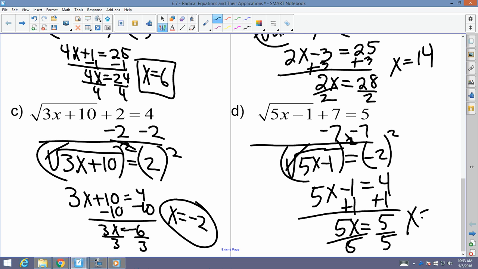And then x equals 1. Fantastic. Does it work? 5 minus 1 is 4. 4 plus 7 is, oh. Wait, no. Square root of 4 is 2. 2 plus 7 is, oh, no. Doesn't work. 2 plus 7 is 9.